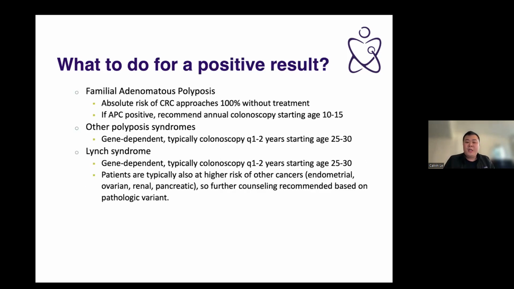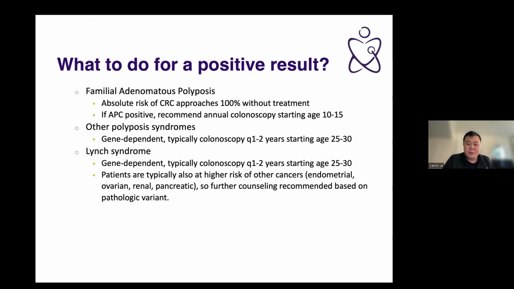And once again, positive results can influence patient care by increasing screening. So for familial adenomatous polyposis, for example, your absolute risk of colon cancer is 100% without treatment. If your APC gene is mutated, they recommend annual colonoscopy starting at a very young age, so 10 to 15.